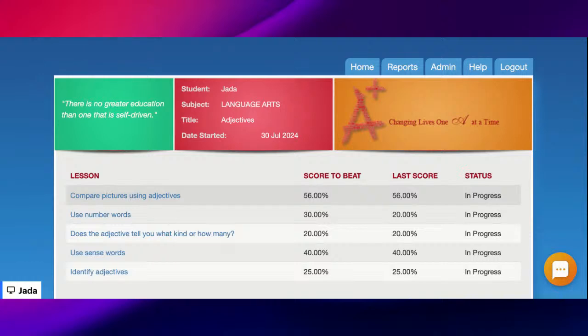But let me know on the chat, do you have any questions concerning the first test, which is compare pictures using adjective? Do you have any question? Yes, it's a yes or no.